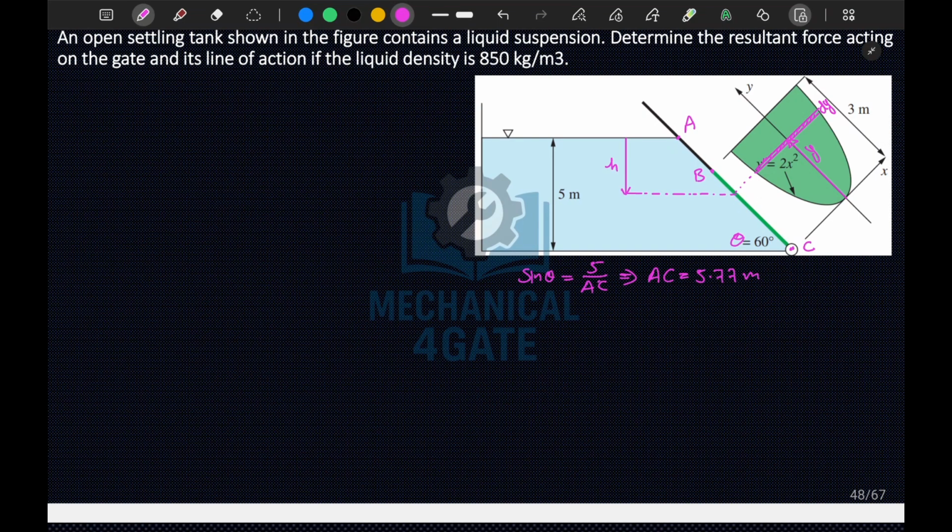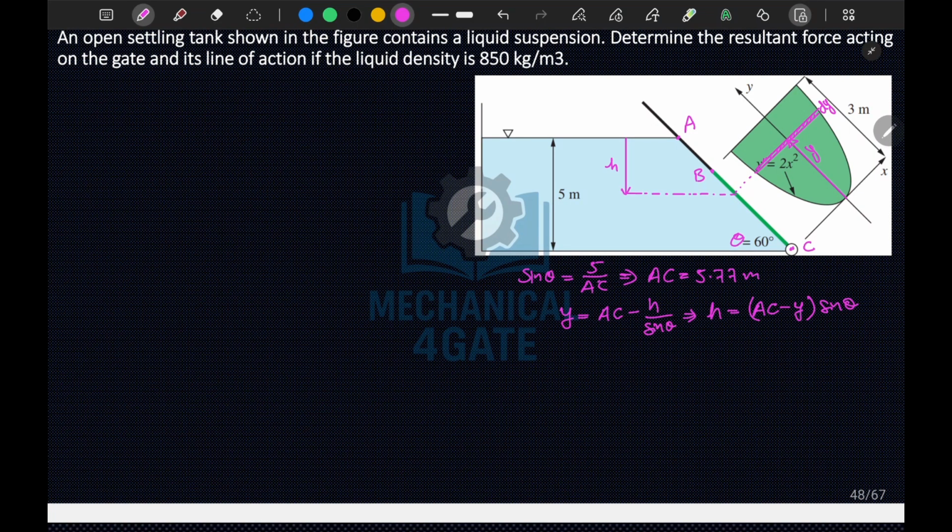Now I can write that my AB here is AC minus BC, and BC value is given as 3 meter. So we can write that my y can be written as AC minus h by sine theta. So from here I can write h is equal to AC minus y times sine theta.